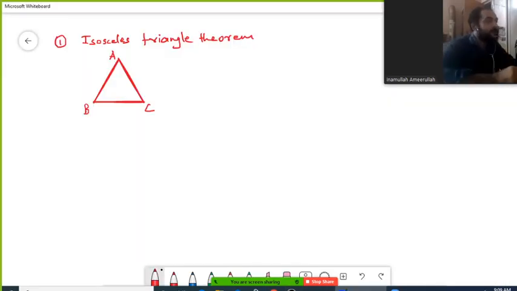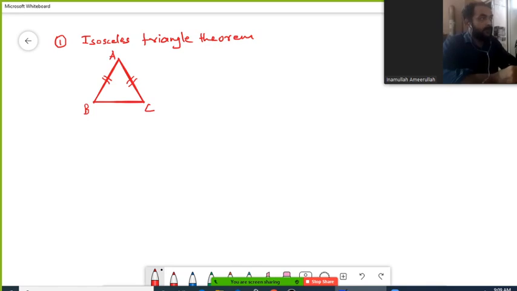So this is triangle ABC. Here we are going to discuss the isosceles triangle theorem. According to this theorem, for a triangle to be an isosceles triangle, we know that one pair of adjacent sides should be equal and congruent. So in this triangle, AB is congruent with AC. These two sides are equal.